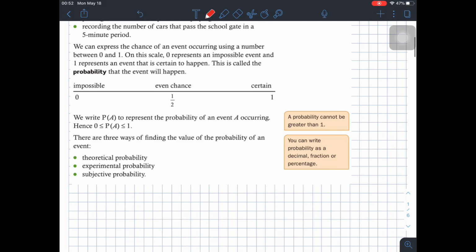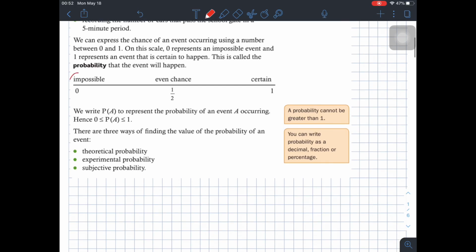This is called the probability that the event will happen, okay? So impossible, 0, even chance, for example, when we toss an unbiased coin, there's an even chance of getting heads and tails, and a certain event in which we're 100% sure that it will occur. And here's a TOK question for you to think about. Is there any 100% certain event that you could think about, like being 100% sure that it will occur that way? Try to think about some examples about that.